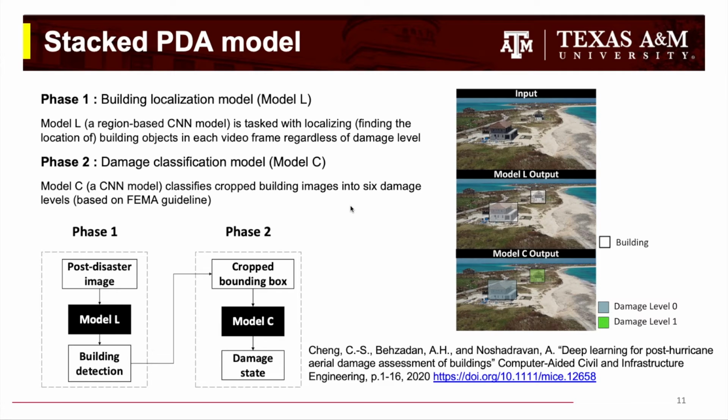To explain more clearly, the input will be like the top figure on the right-hand side. Next, the Model L can detect the location of buildings, which are covered with boxes. Finally, Model C can classify the damage level of each building.